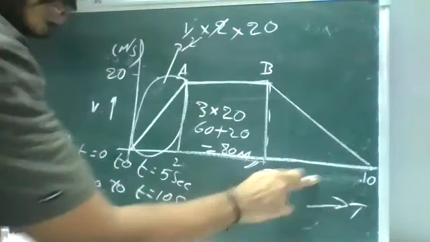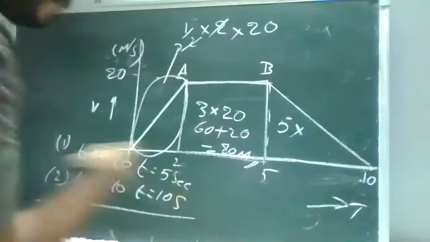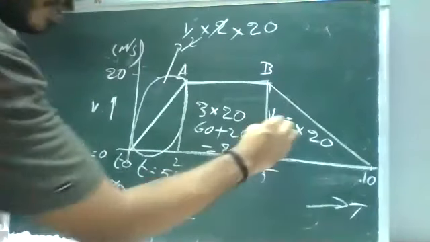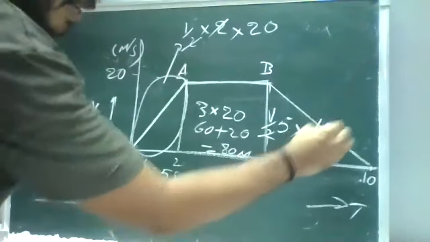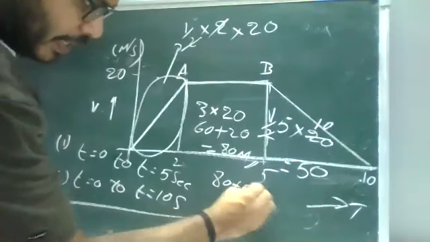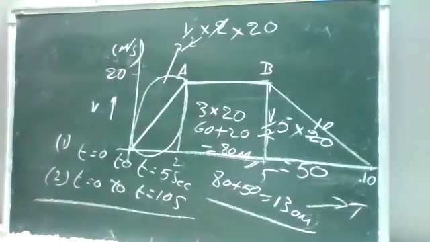If you see that difference, 10 minus 5, 10 minus 5 is 5. So 5 into 20 and half by 2. So it is 10 times, it is 50. So 80 plus 50 is 130 meters. This is your answer. Okay, just on the areas if I add, you'll get this answer.